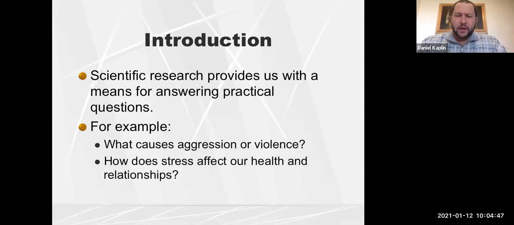We also have genetic and hormonal and endocrine factors that play a role in aggression. So things like testosterone is linked to aggression. So what causes aggression or violence? There are many things that cause it, but through scientific studies, we can demonstrate any one of these factors plays a role. Another question that could be answered by scientific research is, how does stress affect our health and relationships?